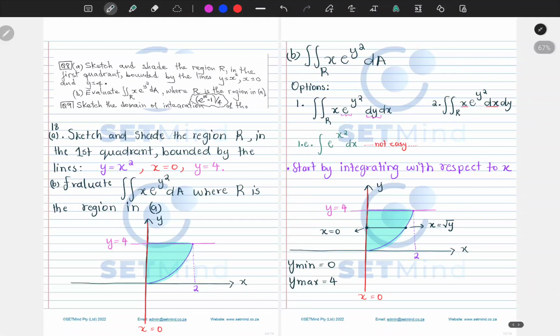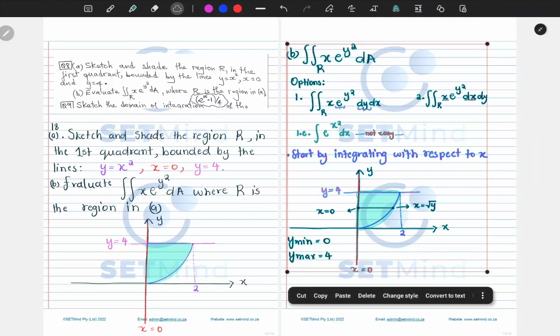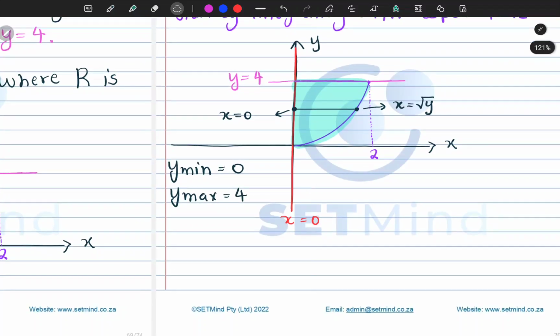Okay, so we are ready now to set up our integral and start doing the actual integration next on the next page.